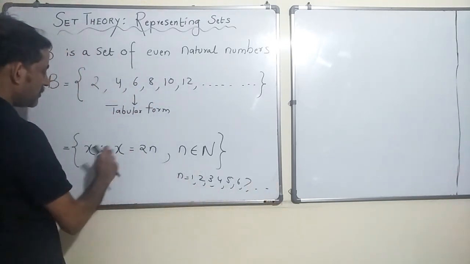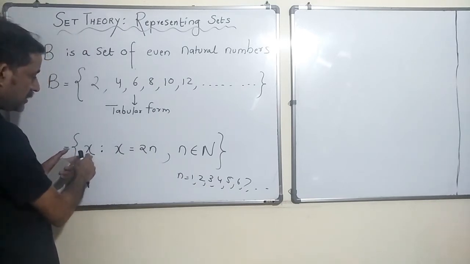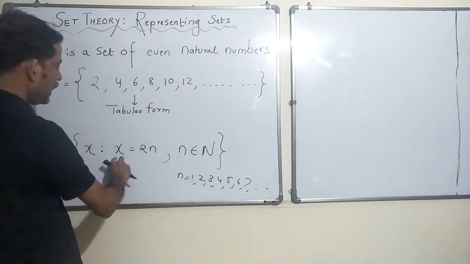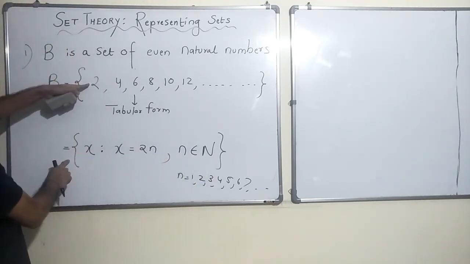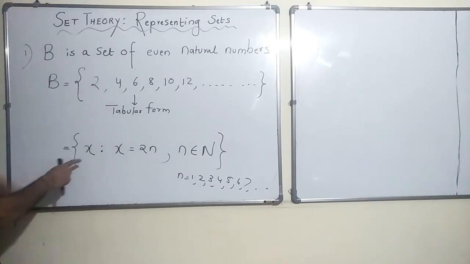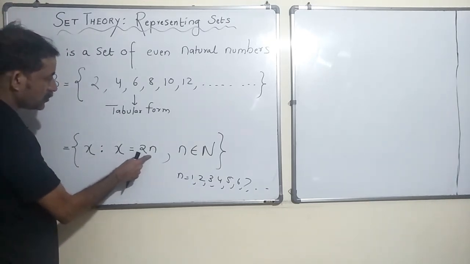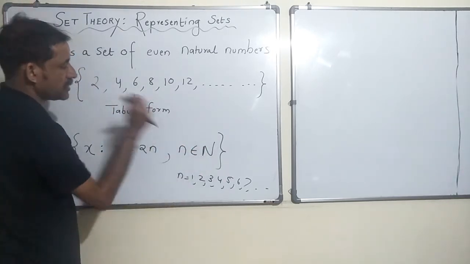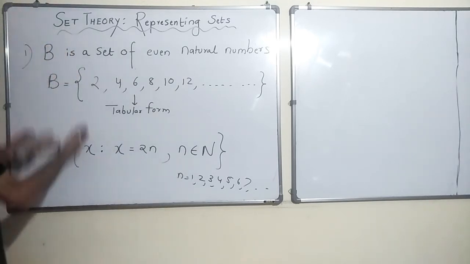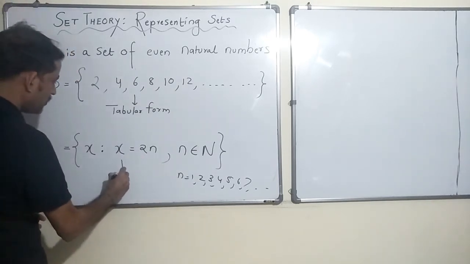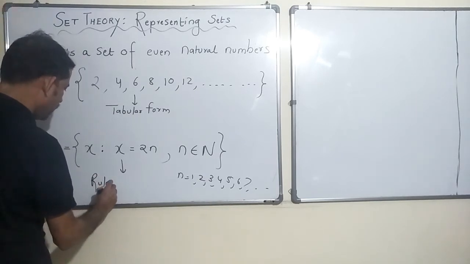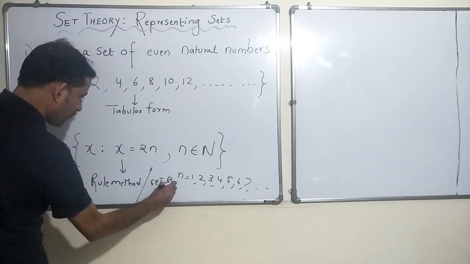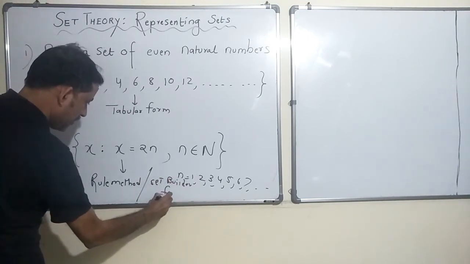If n is 1, this will become 2, which is correct. The set of 2, 4, 6, 8. So n is equal to 2, x becomes 4. N is equal to 3, x becomes 6. So B is a set of X such that X is equal to 2n and n belongs to the set of natural numbers. Essentially both are the same. This is the tabular form, this is the rule method or set builder form. Great. Now this was easy.